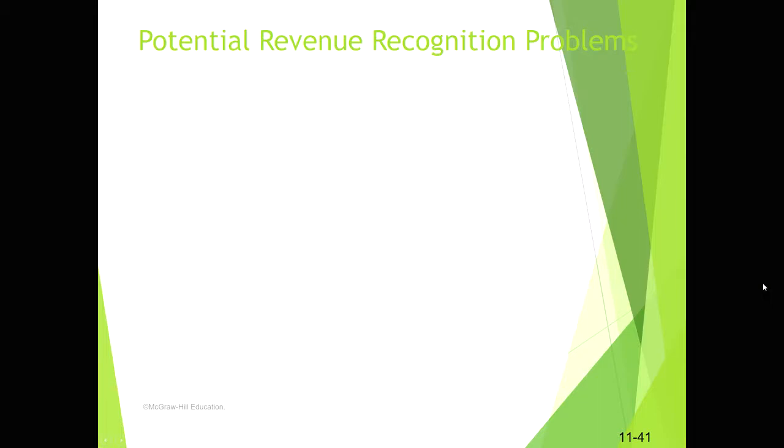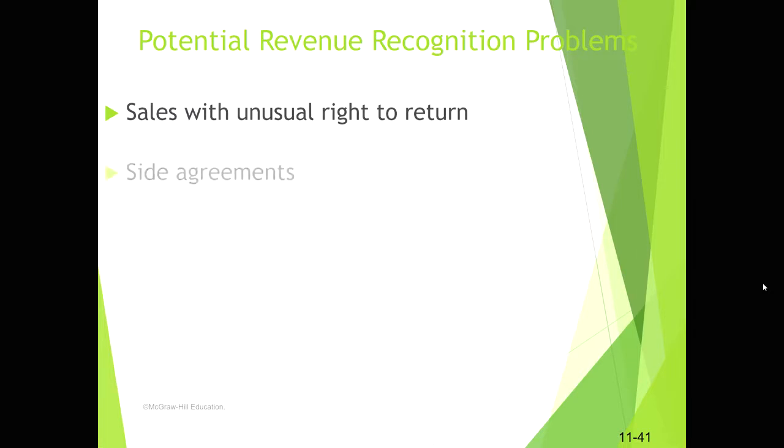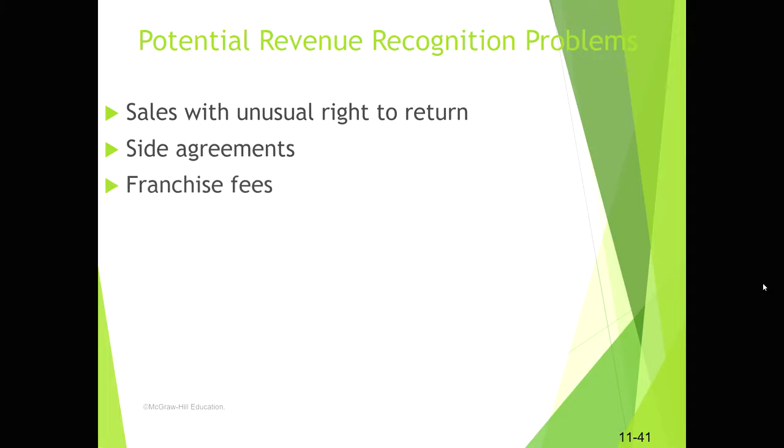And we've kind of mentioned these before. Revenue. What kind of problems are we going to see in this revenue space? You have these unusual rights to return. You have these side agreements that are kind of connected to the transaction. Franchise fees represent a potential revenue recognition problem because then the revenue is based on performance of a franchisee.